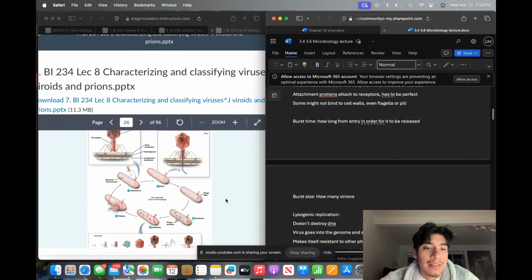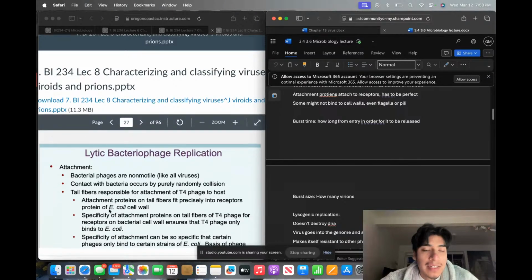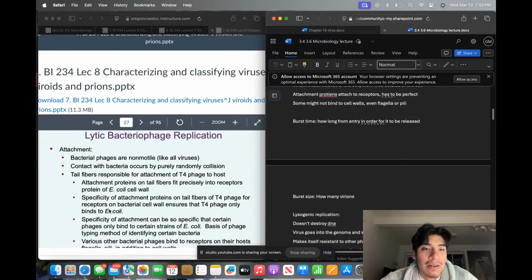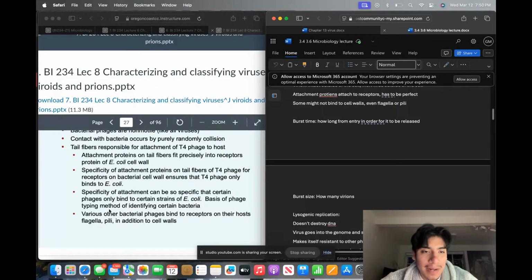Right. So lytic replication. Here we have it lysing, like it's exploding. So lytic bacteriophage replication. Attachment. Bacterial phages are non-motile. They can't move by themselves because they don't metabolize at all or adapt to their environment. Contact with bacteria occurs purely by random collision, so it's very random.